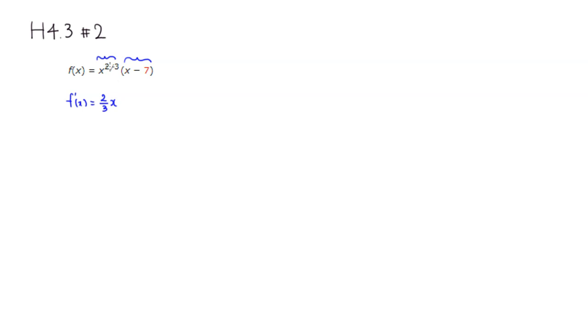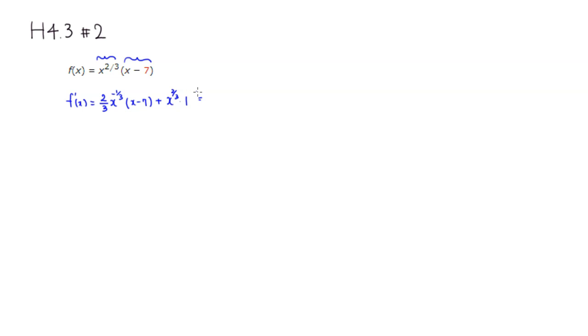The derivative of the first is 2/3 in front, x to the, subtract 1 from 2/3 is negative 1/3, times the second, so x minus 7, plus the first guy, x to the 2/3, multiplied by the derivative of the second, which is 1. Then we want to simplify before we set it equal to 0.